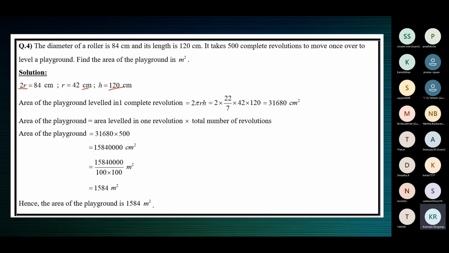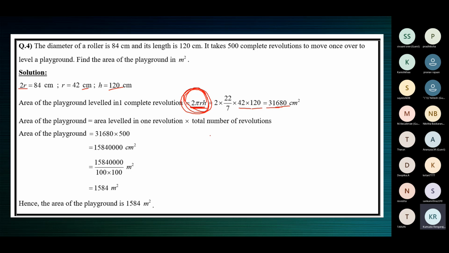Area leveled in, see, why is it 2 pi RH? Because only the curved surface area will move over the surface of the playground. Only this will rub over the playground, 2 pi RH. Substitute the values. This is of the roller, not the playground. Roller is a cylinder. 2 pi RH, this area will go over the playground in one revolution. So this is the area leveled in one revolution.